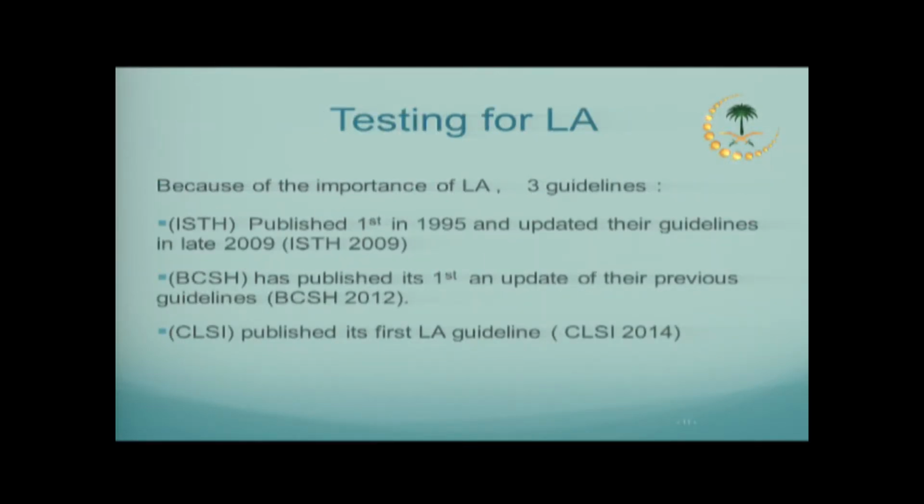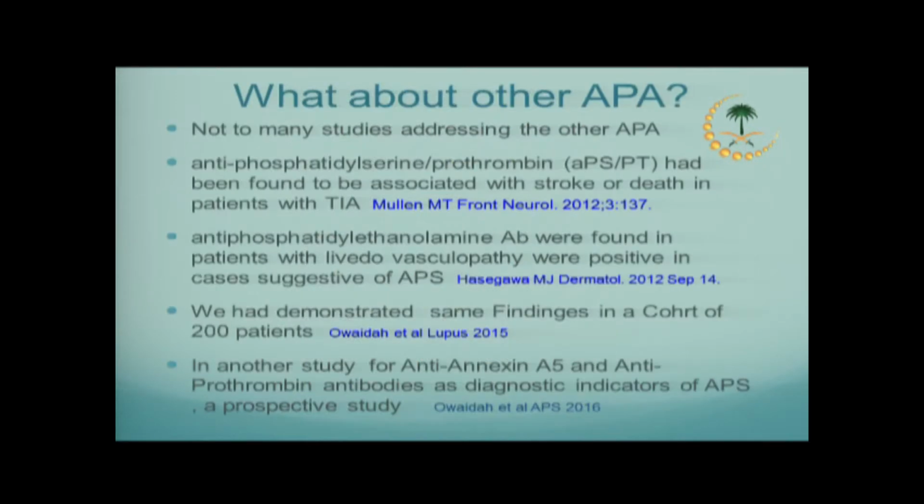Testing for LA, because of its sensitivity and because it's crucial in the diagnosis of antiphospholipid syndrome, has gone through three major guidelines. The ISTH published their guidelines in 1995 and then updated that in 2009. The British Society and the CLSI, the International Society of Laboratory Medicine, again raised some of the concerns and published their own guidelines. So that has all been addressed very extensively. As you can see, all these have been recommended before you do LA. So it's not an easy test. It's not an easy information, because the implication of this information is quite serious on the patient diagnosis and management.